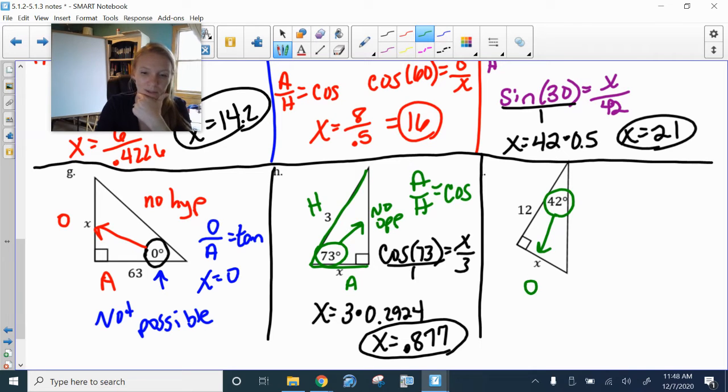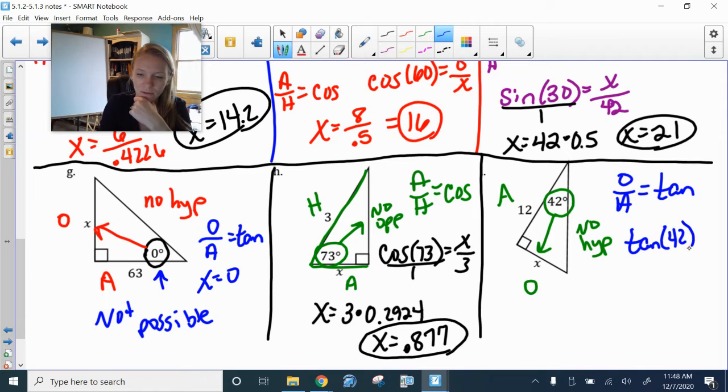Figuring out where your opposite is, there's no hypotenuse on this problem, which means that 12 is our adjacent. So if we're doing O over A, that's a tangent problem. So we're going to write tangent of 42 equals the opposite over the adjacent, because that's exactly how it works every single time.